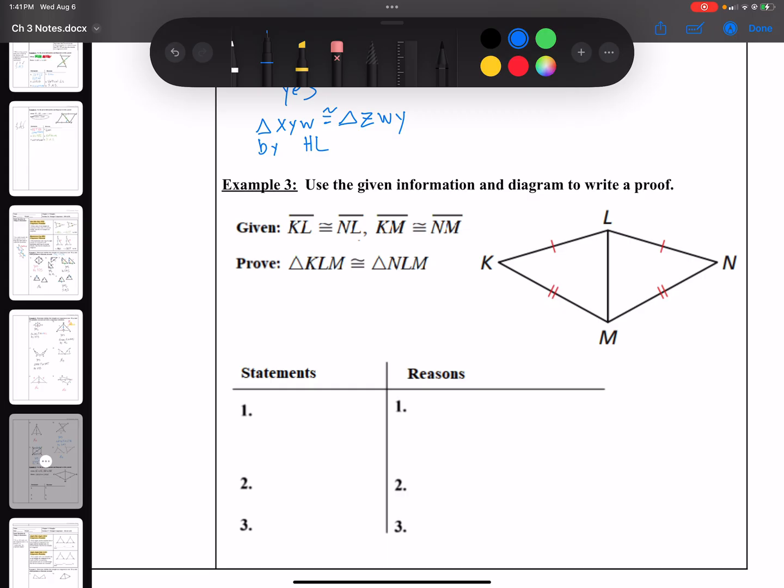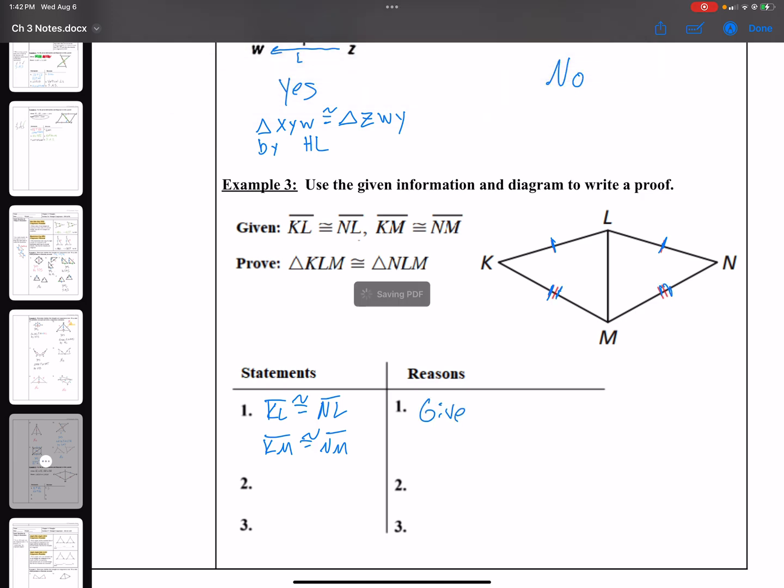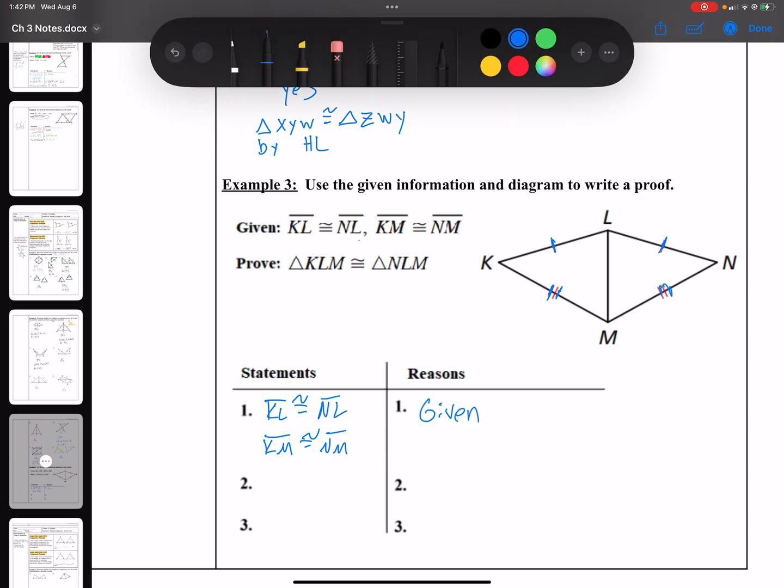So we always want to start off by writing the given information. We were given that KL is congruent to NL. Now, usually the diagrams aren't marked up, but they already have them marked for you. We were also given that KM is congruent to NM. That was all given to me. And don't forget that the bottom left spot is always, what am I trying to prove? I'm trying to prove that those triangles are congruent.